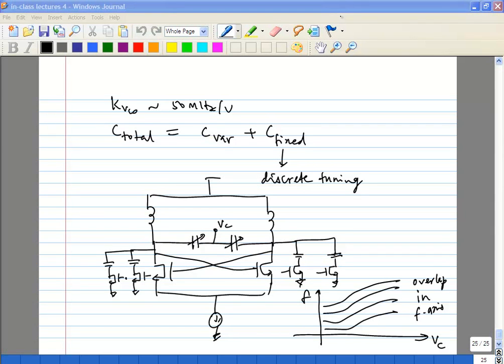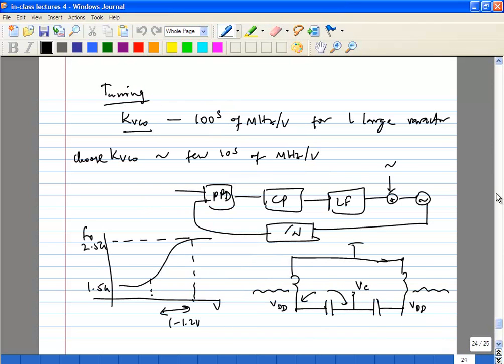Okay, today's class will continue with and complete VCO once and for all. So last week we were looking at the VCO tuning, right? Maybe we went a little bit fast, so let's go through it quickly again.